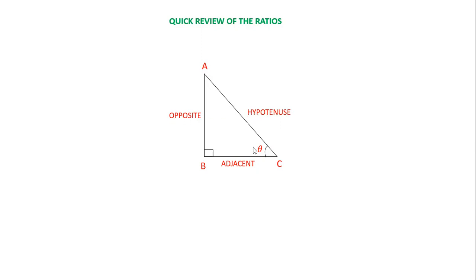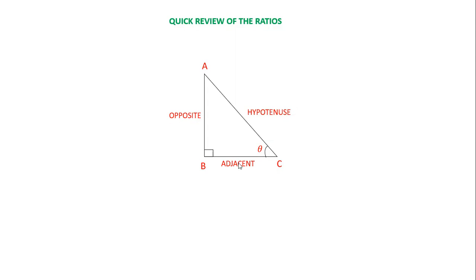And this is with respect to angle theta. If you change the angle to this angle, then opposite will be here, adjacent will be here, and hypotenuse will not change its position. So it's a relative term. Adjacent and opposite, they depend upon which angle you are talking about. If you are talking about angle C, opposite and adjacent is here. If you talk about angle A, opposite is here, adjacent is here. So just keep a note of what opposite means and what adjacent means.